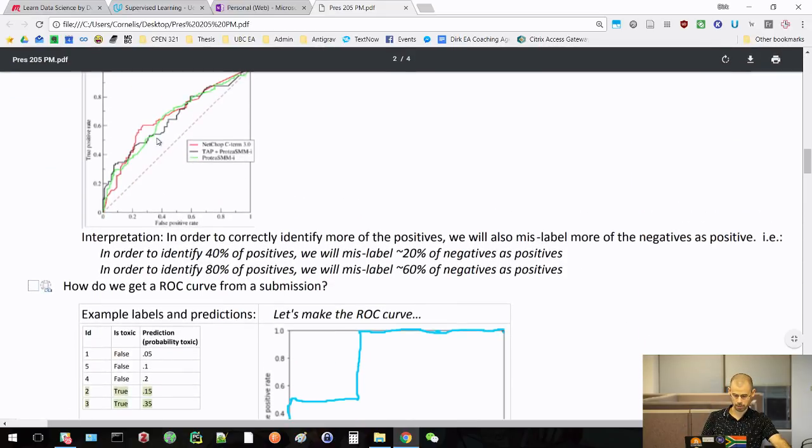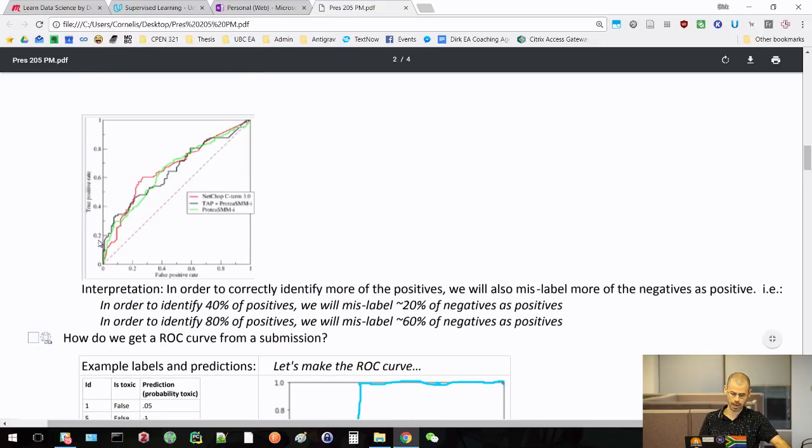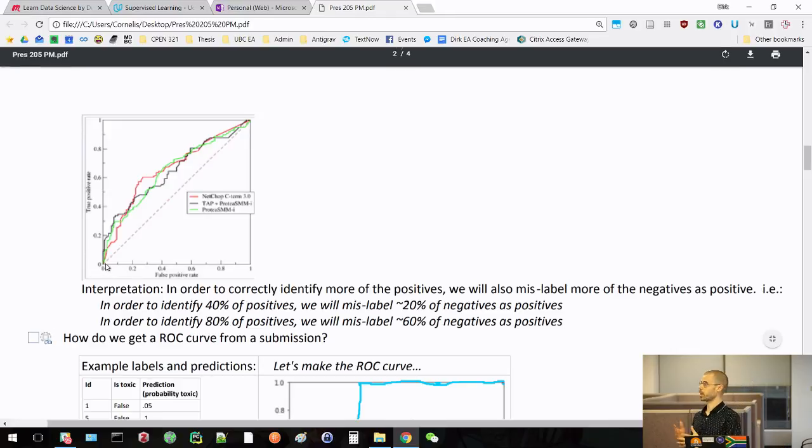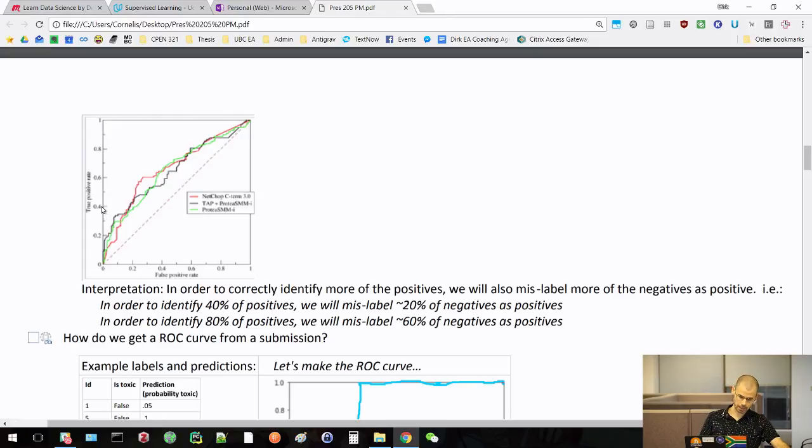So here's an example receiver operator curve. I don't know if you can read this. On the y-axis, we have true positive rate. On the x-axis, we have false positive rate. And generally, there's a trade-off between the two. So let's say that you want to get about 40% true positive rate. If we look over here, then we're around here, so that means we're going to get about 20% false positives in order to get 40% true positives. False positive rate and true positive rate.